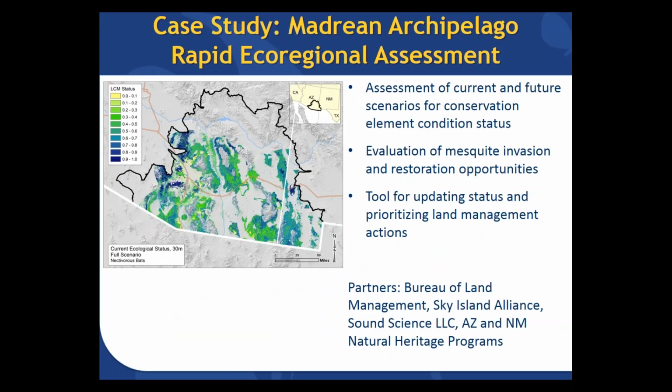Beginning with ecoregional scale work for federal agencies, NatureServe and partners worked with the Bureau of Land Management to conduct 4 rapid ecoregional assessments. The REA for the Madrean Archipelago in southern Arizona and New Mexico utilized Vista for all of its analyses of the current and potential future condition of ecosystems and landscape species.